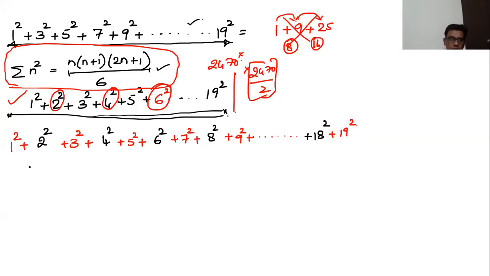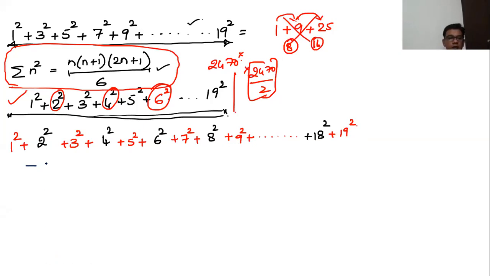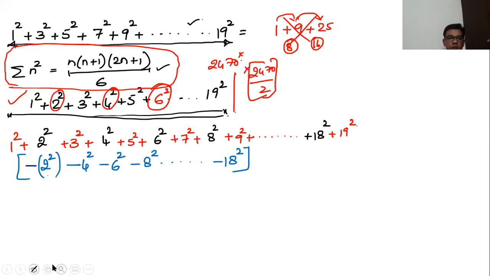So what should I do? I should obviously subtract whatever additional things I have added. So I added 2 square, so better subtract this. Only then this 2 square and this 2 square get cancelled. I better subtract 4 square, then 4 square and 4 square get cancelled. I better subtract 6 square, then that gets cancelled. I better subtract 8 square, and all the way I better subtract 18 square. If I subtract these values, all the ones written in blue, from the equation above, then I will satisfy the main question that has been given to me.